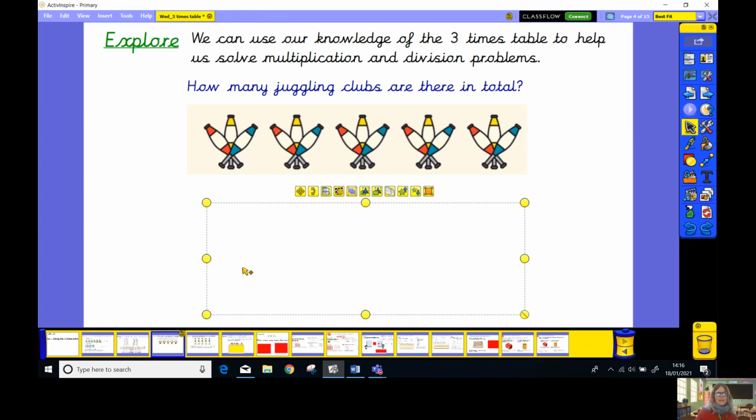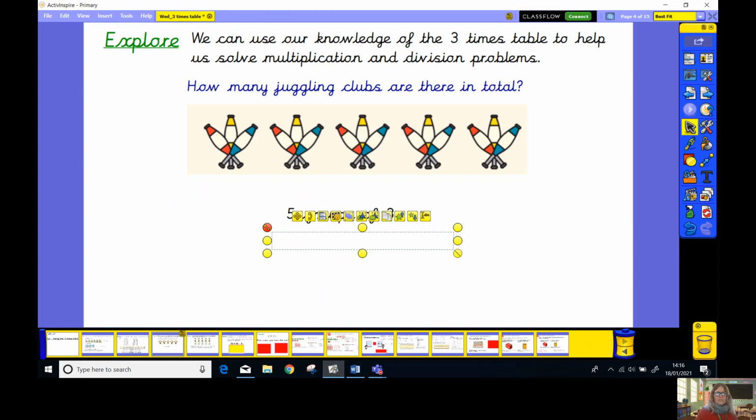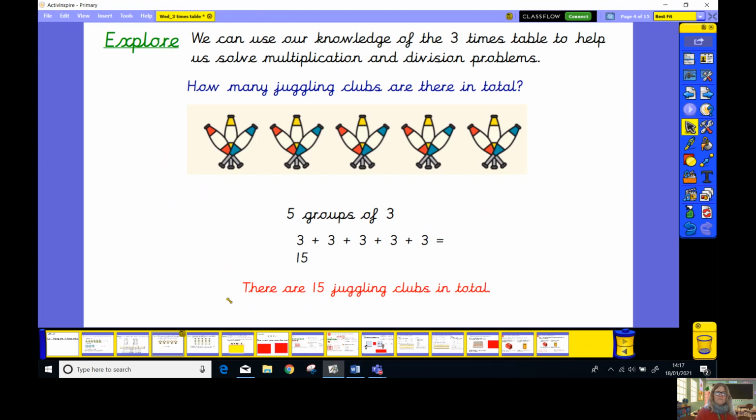Well done. So I have here 5 groups of 3. I have 1, 2, 3, 4, 5 groups, each one with 3 juggling clubs. Another way to write this would be this: 3 add 3 add 3 add 3 add 3, which is not a particularly efficient way to do it, which would equal 15. There are 15 juggling clubs in total, but my most efficient way of writing this would be this: 5 multiplied by 3 equals 15.